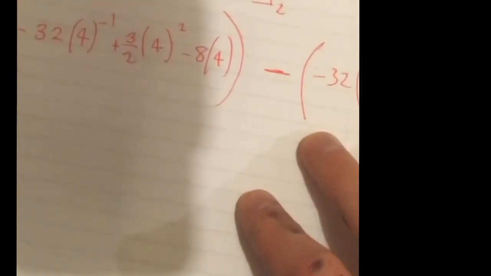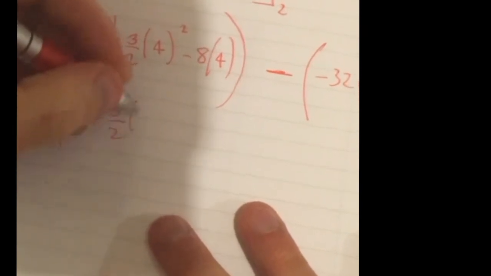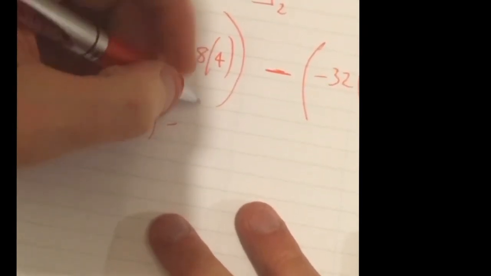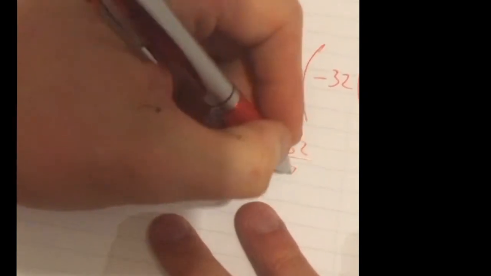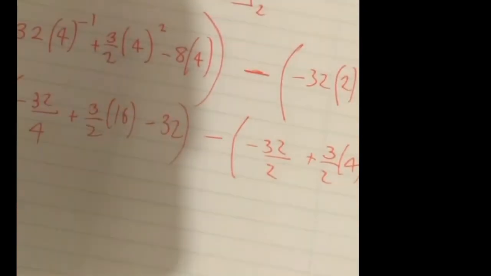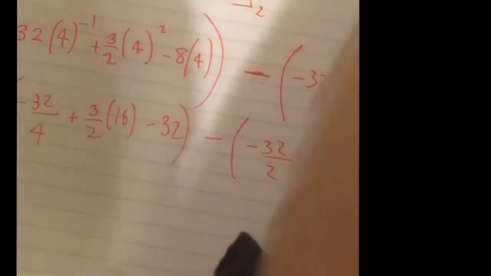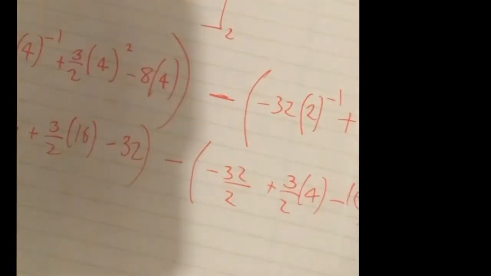Okay, so if we evaluate this, we're going to get minus 32 over 4 plus 3 over 2 times 16 minus 8 times 4, which is going to be 32. Minus 32 over 2 plus 3 over 2 times 4 minus 16. There we go. And if we work out all of that, I think it was 10, wasn't it? Yeah. So the integral gives me an answer of 10.